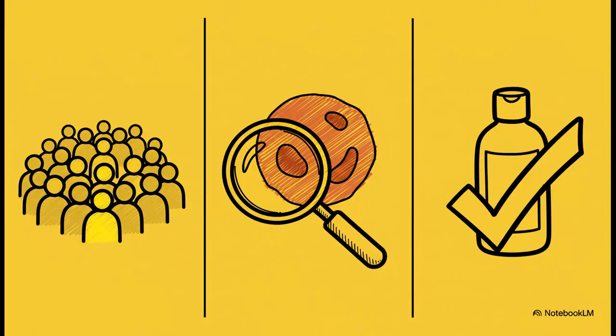So, to wrap it all up, what's the big takeaway here? Pityriasis versicolor is common. It's usually easy to identify just by looking at it. And thankfully, it's highly treatable with our standard antifungal therapies.